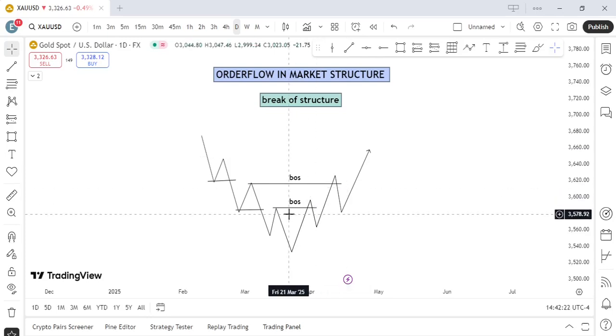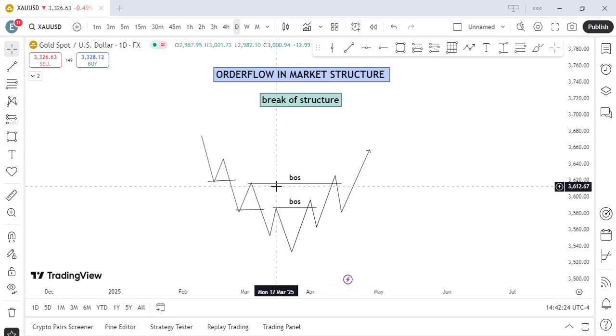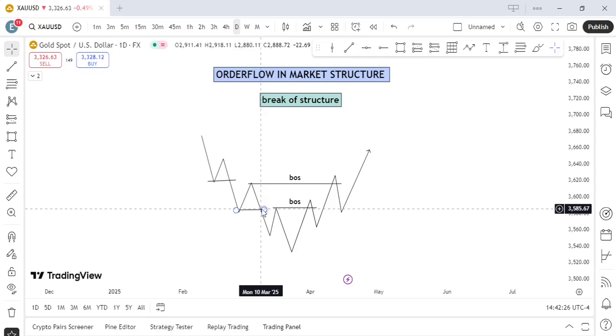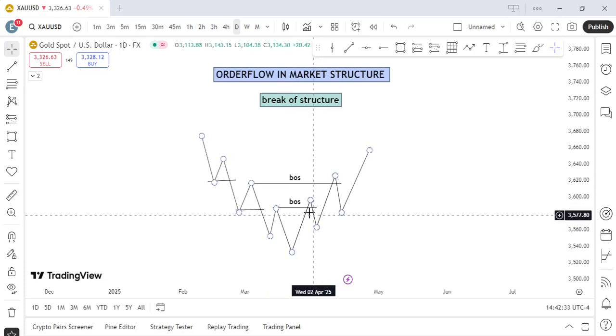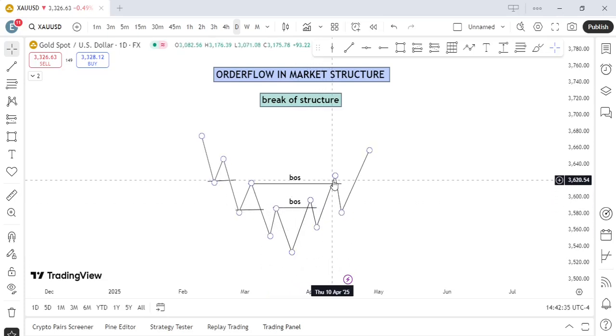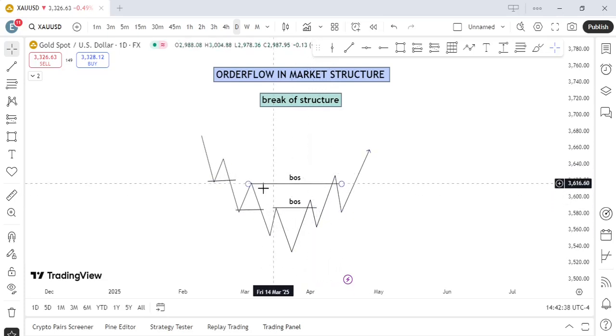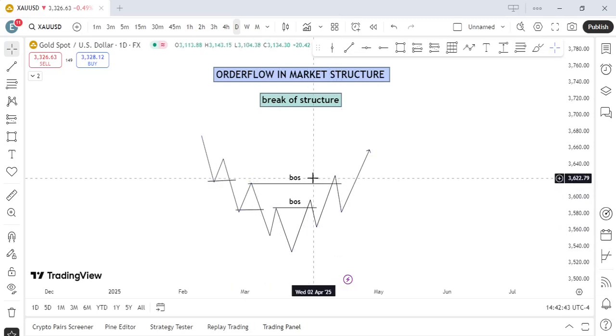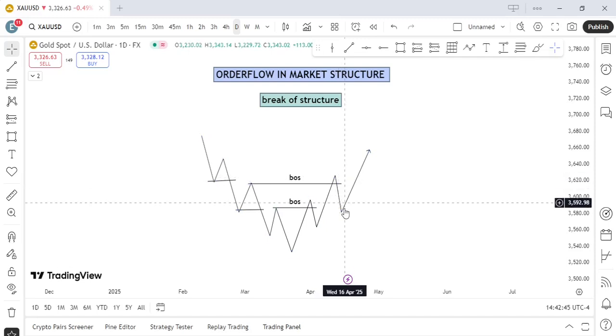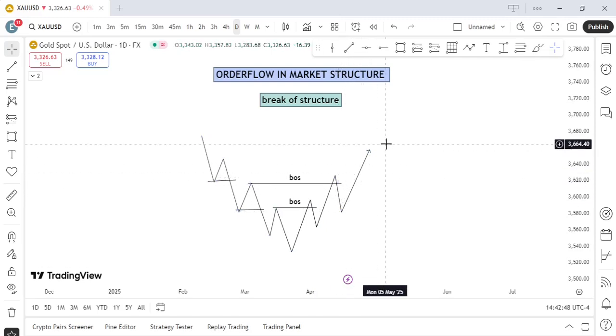So we have a first break of structure right here, and we have the second break of structure right here. As you can see, this is the last lower high. So this high right here broke this high. Therefore, this became a break in market structure. So price retraces all the way down, expands all the way up, and creates another break of market structure right here. So this basically is our second break of market structure. And as you can see, price retraces all the way down before it continues the bullish momentum.